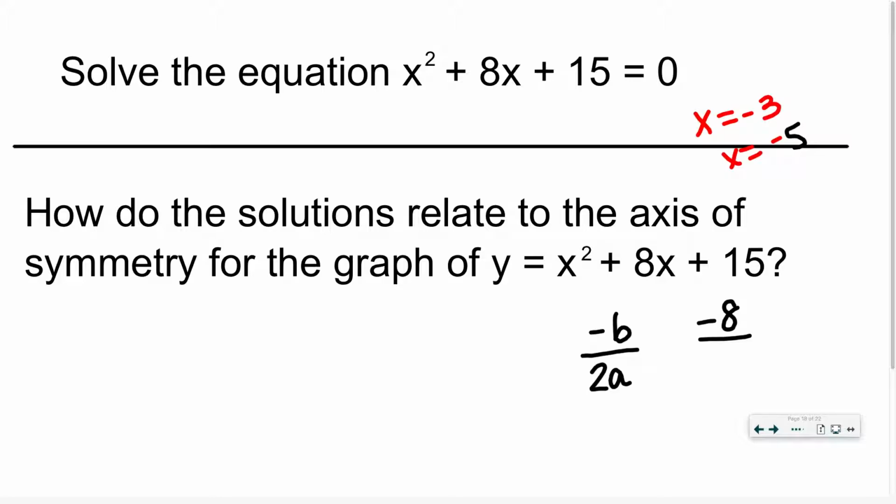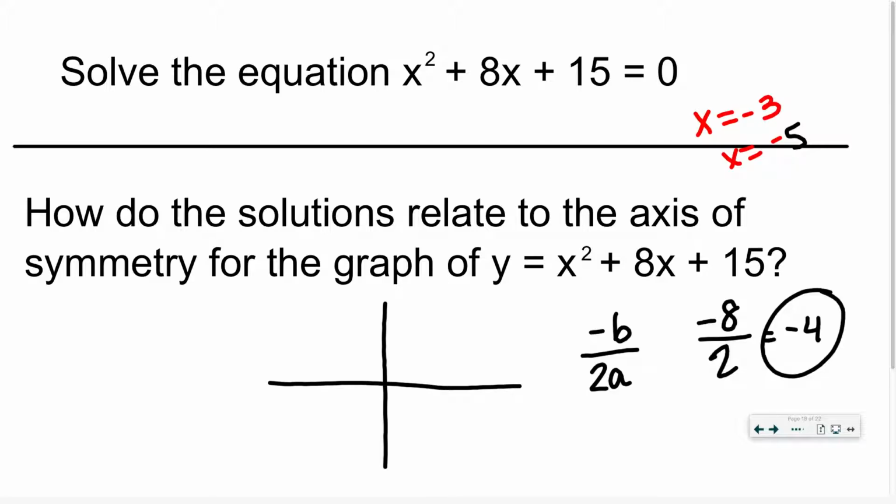Negative 8 over 2, which is what? So our axis of symmetry is where x is negative 4, and our solutions are where x is negative 3 and negative 5. How are they related? They are all negatives. What do you notice about the solutions, though, in comparison to the axis of symmetry?